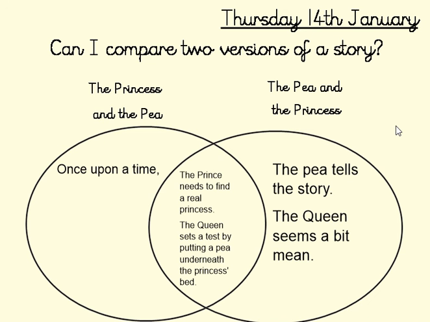Don't forget, you can always go back and listen to our version of The Pea and Princess if it helps you to identify and see what is different and what is the same. Don't forget to upload a picture to Class Dojo on your portfolio. You can either write straight onto the sheet, you can print off the sheet, or you can draw it in your book and take a picture.